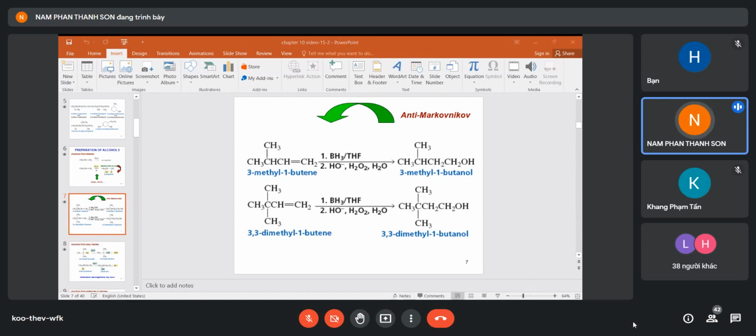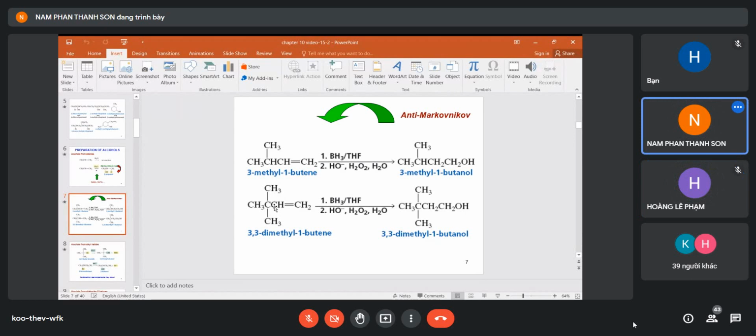Okay, what about the stereochemistry of this reaction? Let me ask you, because you will see this in the exam. Lê Phạm Hoàng. Yes. Okay, can you tell your friends this reaction is equivalent to syn addition of water or anti addition of water? Syn or anti? I think anti. No, that is not correct. Okay, that is zero in your exam.